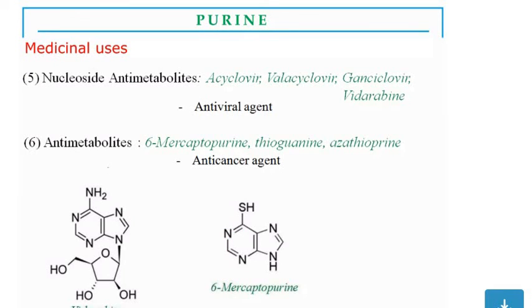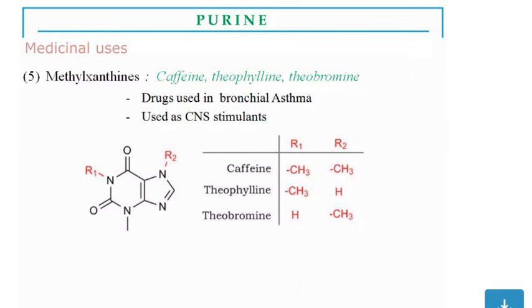Medicinal uses: nucleoside anti-metabolites, acyclovir, valacyclovir, ganciclovir, vidarabine, antiviral agents. Anti-metabolites: 6-mercaptopurine, thioguanine, azathioprine, anti-cancer agents. All contain the purine ring. Medicinal uses: methyl xanthines, caffeine, theophylline, and theobromine.